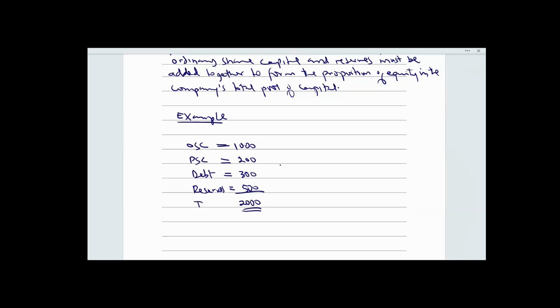Sorry, total is 2,000. What we are saying is that all these figures you have in the balance sheets are the book value. If you now want to determine the proportion of equity, denoted as E, it will be equal to ordinary share capital plus reserve. This plus this must be added together. Therefore, 1,000 plus 500 divided by the total of 2,000. Whatever you have, you can multiply with 100%, you get it.